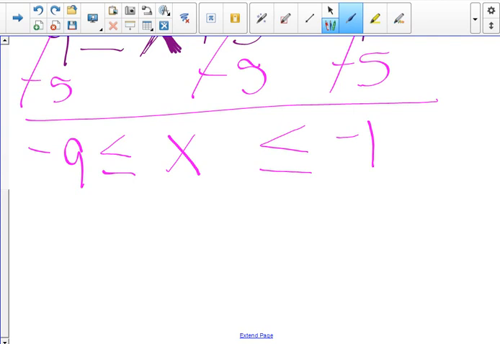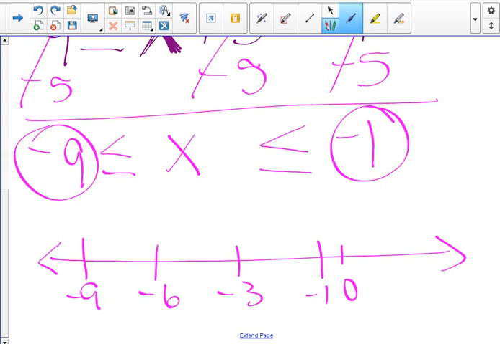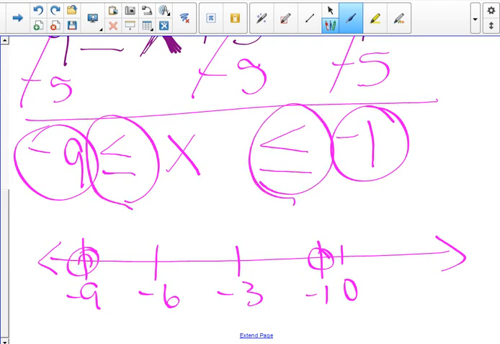So now we've got x is greater than or equal to negative 9, but less than or equal to negative 1. So I have my boundary points again of negative 1 and negative 9. All right, so at negative 1, I'm going to mark both of my boundaries. Now I'm going to look at my symbols. They're less than or equal to, less than or equal to. Because they're equal to, both of them, you're going to fill in the dots.